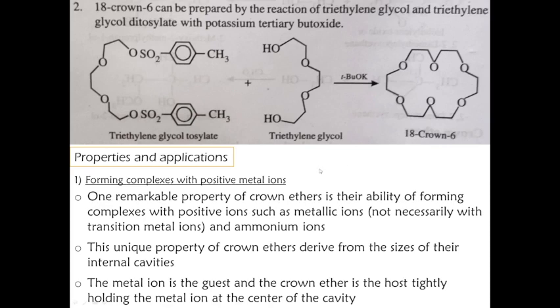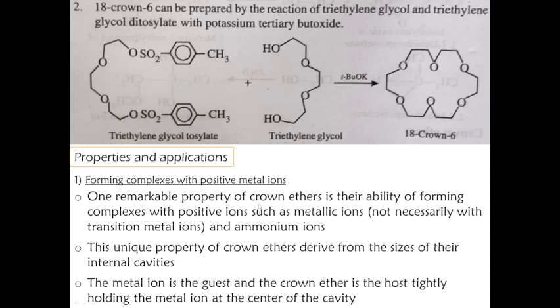Next is properties and applications. The first thing is forming complexes with positive metal ions. This is a very important property of the crown ethers. As you can see, there is a big cavity inside the crown ether. All the structure is outside and the big cavity is inside, and in this cavity we can trap positive cations.